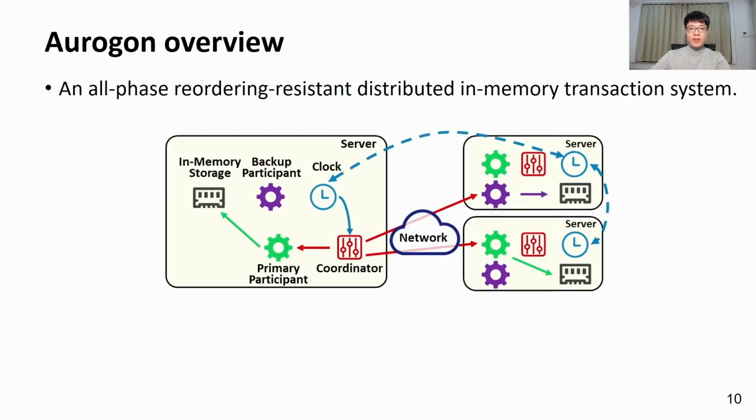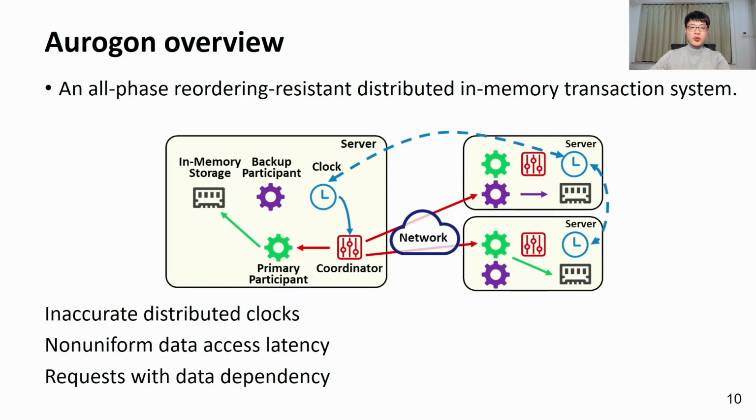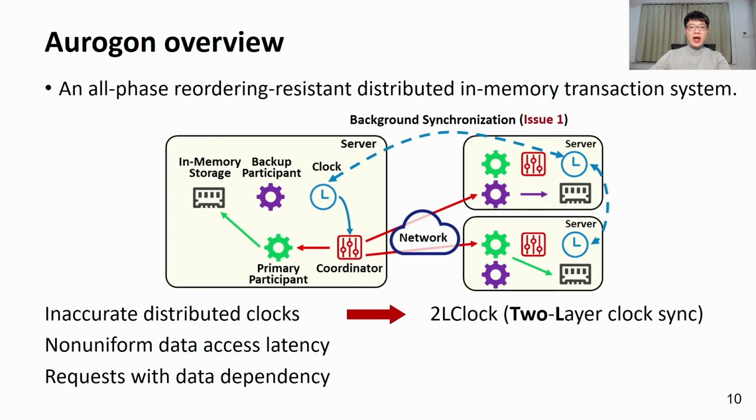We propose Aurogon, an all-phase reordering-resistant distributed in-memory transaction system with solutions targeting the 3 issues. In the timestamp allocation phase, to achieve high accuracy for distributed clocks, we adopt a 2-layer clock synchronization mechanism called 2L clock.